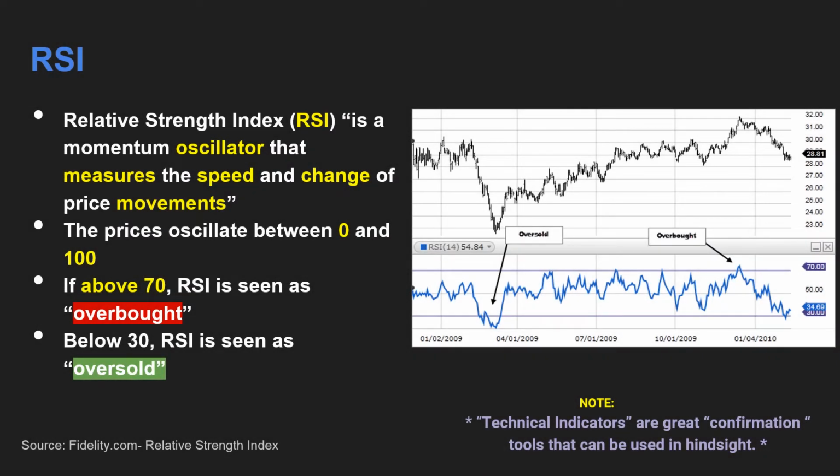Finally, the last technical indicator that we will be discussing is RSI, or Relative Strength Index. RSI, according to Fidelity.com, is a momentum oscillator that measures the speed and change of price movements. The price oscillates between the values of 0 and 100, where when it's above 70, it is seen as overbought, and then when it's below 30, it is seen as oversold.